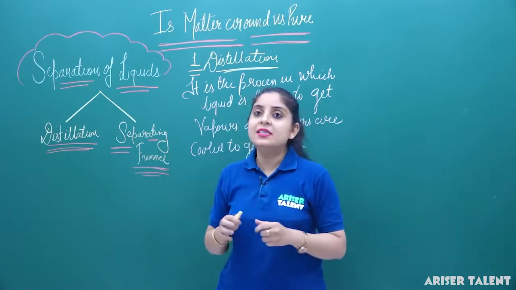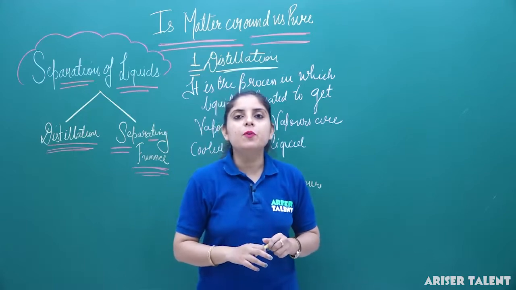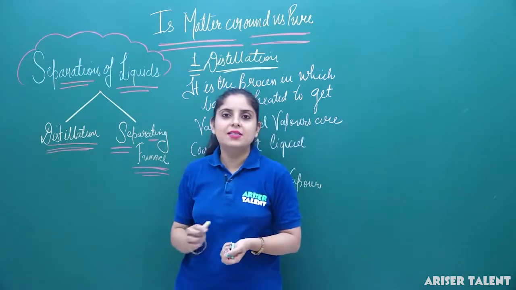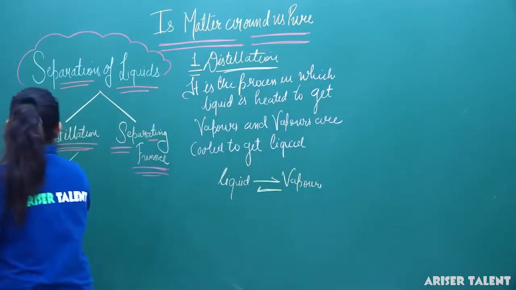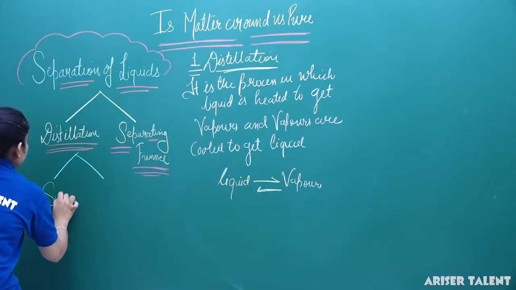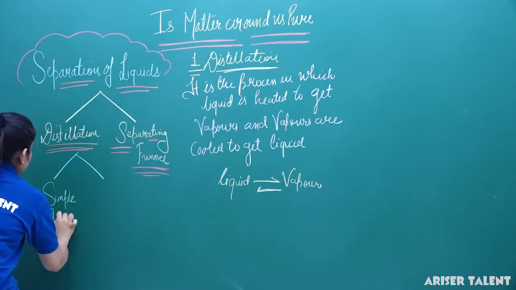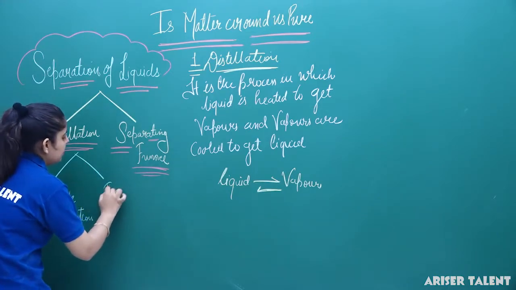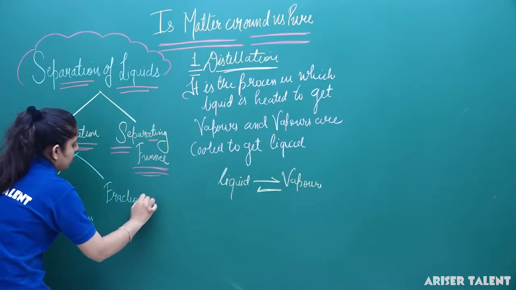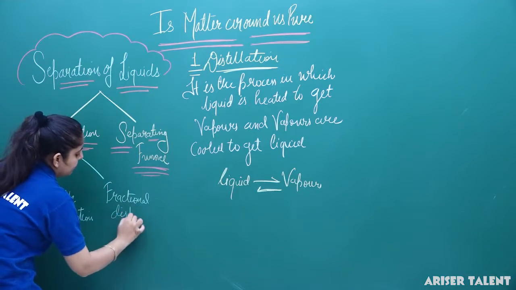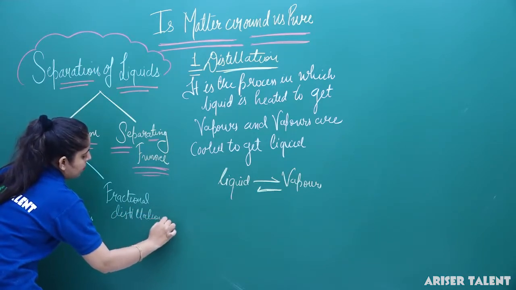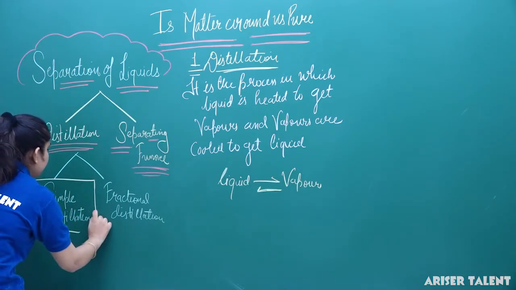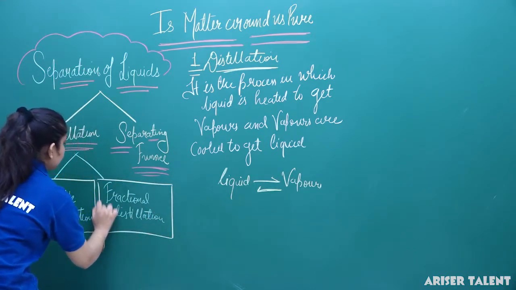Now if you are performing distillation for separating two liquids, you have to perform two types of distillation here. First one is the simple distillation and second one is the fractional distillation. So in the category of distillation, the first one is simple distillation and the second one is fractional distillation. So we have to deal with these two major categories here.